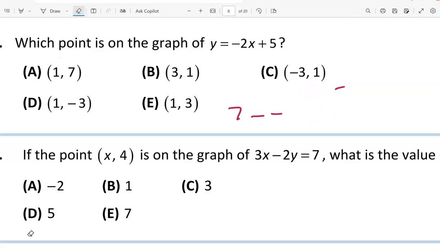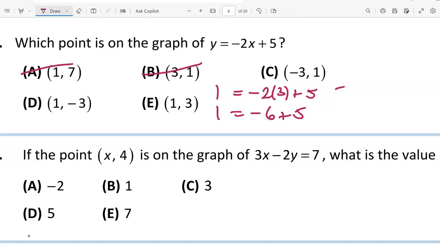All right, let's check out b. For b, we are replacing the x value with 3 and the y value with 1. 1 is equal to -6 plus 5. -6 plus 5 is -1, so that one's not true. We can get rid of those 2 choices.